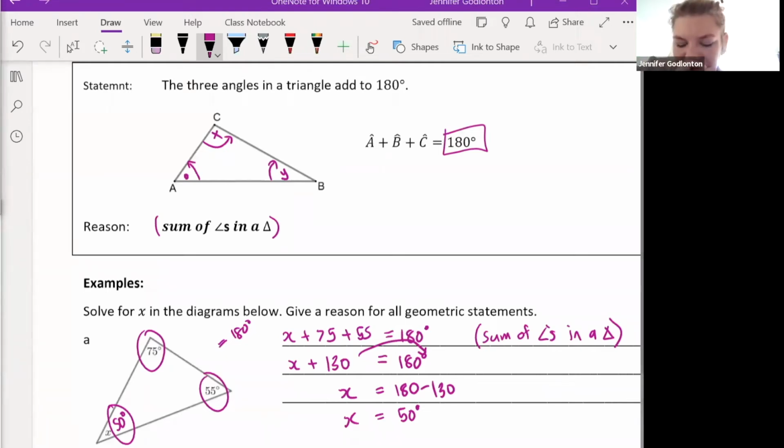So what I did was 180 minus 75 minus 55 equals x. And then from there, I got 50 degrees. That's fine. Okay, but you also wrote your reason of sum of angles in a triangle. Yes. 100%, totally fine, no problem. Okay, cool, I like it, good.